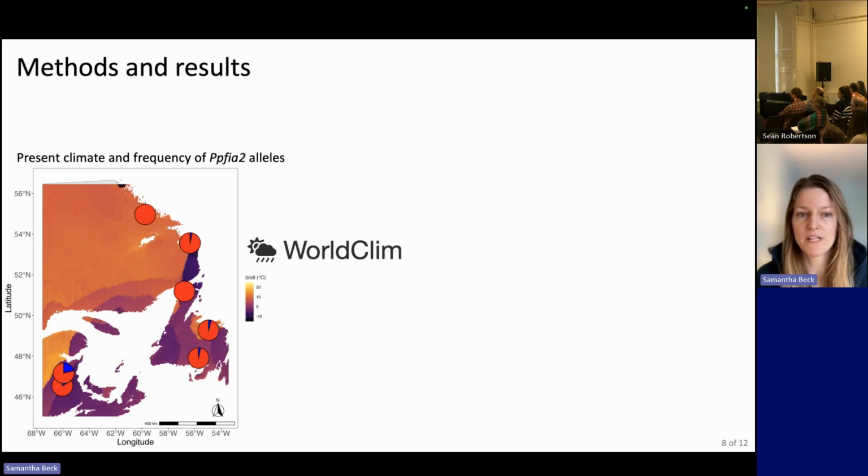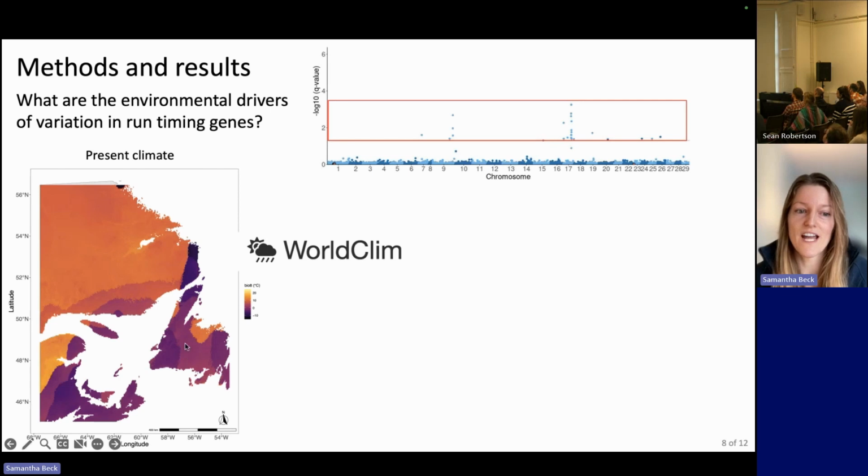If we look at how the PPFI2 allele frequency is distributed across the environment, you can see that we get some kind of clinal patterns as we move northwards. In the Maritimes, we get a lot of alleles for PPFI2, but as we move northwards, this allele frequency disappears. So we can actually take advantage of this allele frequency decline with the environment to try and predict how our genes that we found to be important for local adaptation will change with the future environment. And not just simply using one gene, but we'll use all those SNPs that we found to be significantly associated with run timing.